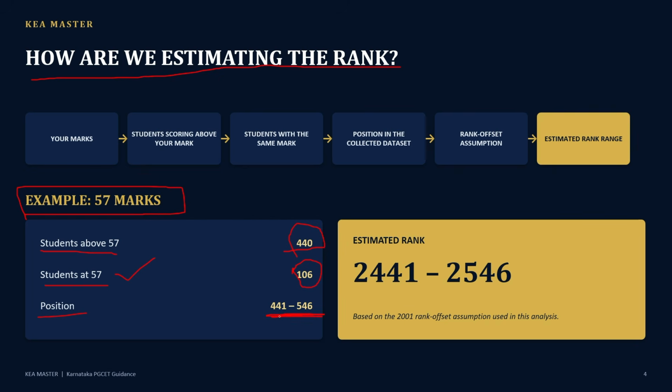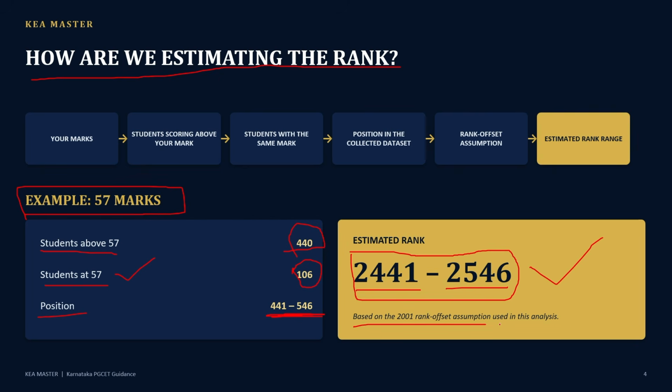Now for this analysis, we are using a 2001 rank offset assumption. So we add 2000 to these positions. 441 plus 2000 gives 2441 and 546 plus 2000 gives 2546. So according to this calculation, 57 marks gives an estimated rank range of 2441 to 2546. That's the basic calculation we are going to follow throughout this video.